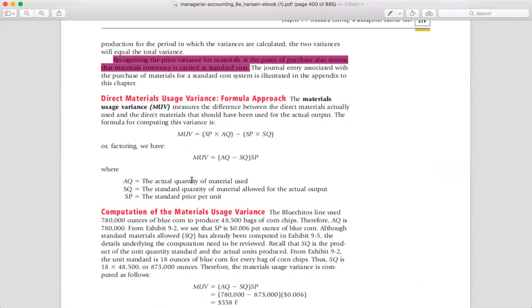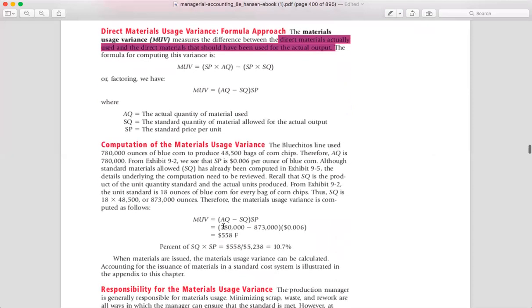The next one is the direct material usage variance, or you can call it the direct material quantity variance, right? As we said before, it's quite the same. What we mention here is the difference between the direct materials actually used and the direct materials that should have been used for the actual output. So this one is the formula: the actual quantity of material used, the standard quantity of material allowed for the actual output, and the standard price of the unit.